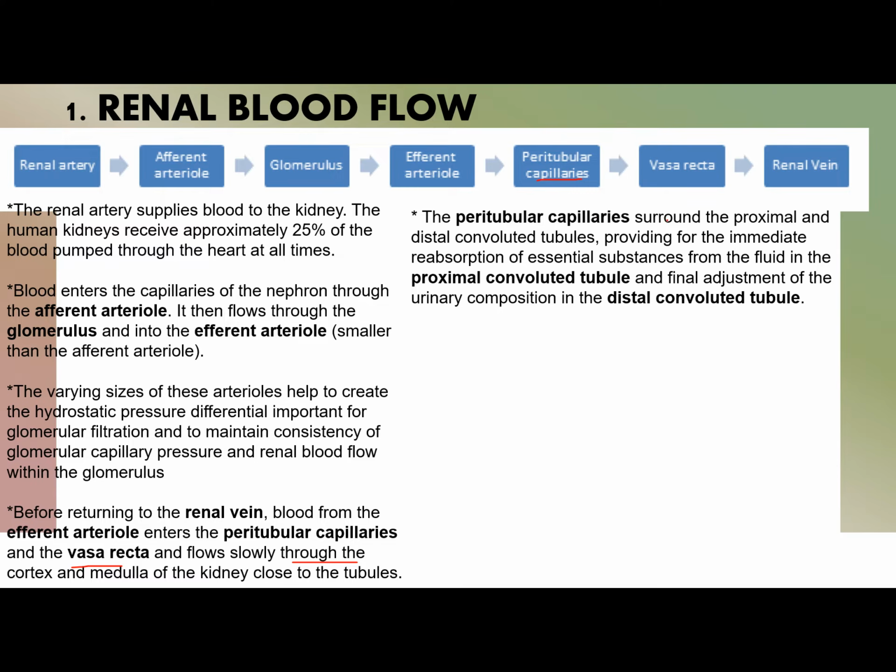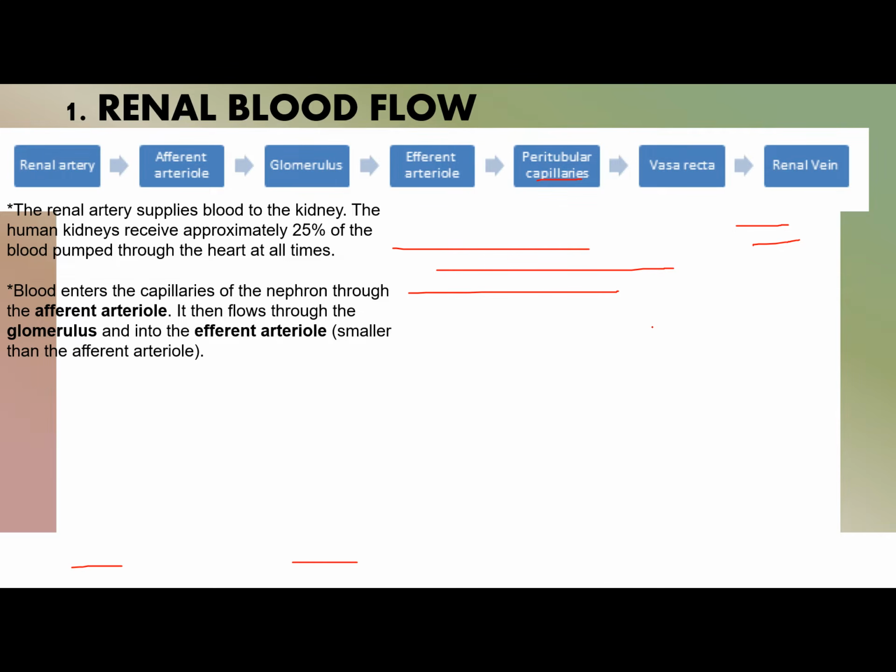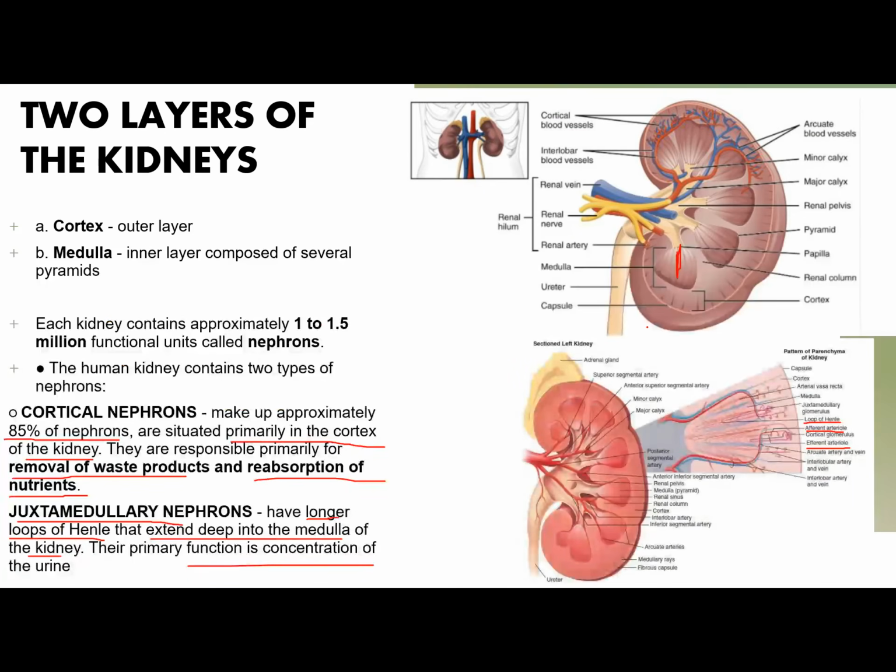The peritubular capillaries would surround the proximal and distal convoluted tubules, providing for the immediate reabsorption of essential substances from the fluid in the proximal convoluted tubule and the final adjustment of the urinary composition of the distal convoluted tubule. So, balik ulit tayo dun sa picture kanina para maintindihan niyo yung proximal convoluted tubule saka distal convoluted tubule.